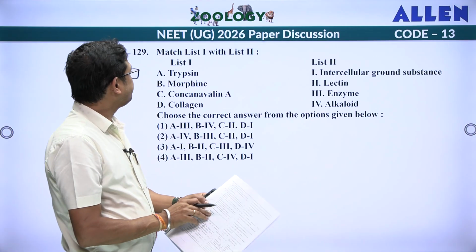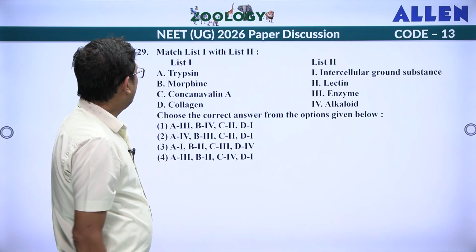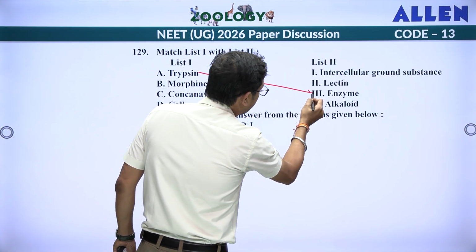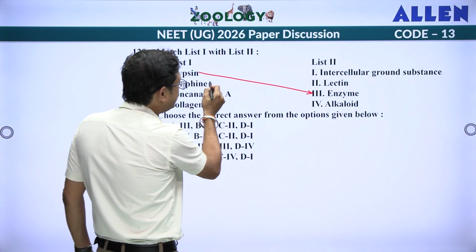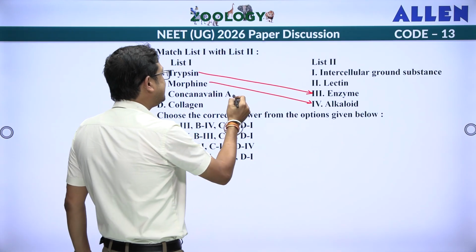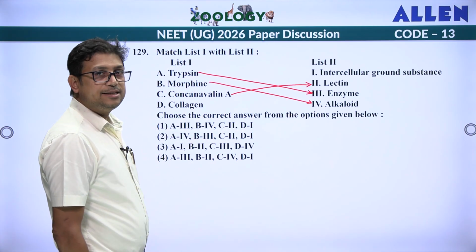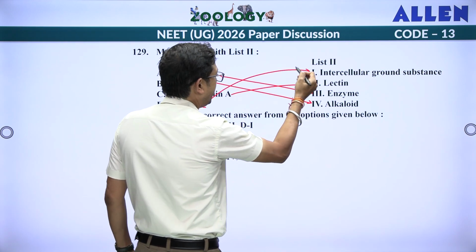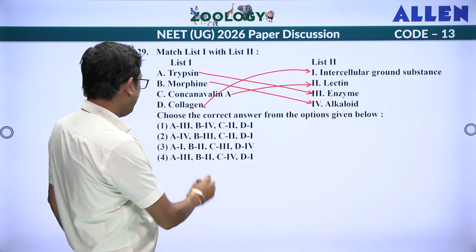Next, match the list. Okay. Trypsin. Trypsin we know it is an enzyme, right, a protein digesting enzyme. Morphine. Morphine is an alkaloid. Concanavalin A, that is a secondary metabolite, a lectin. And collagen, it is present in the intercellular ground substance. Okay. So let us check A3, B4, A3 B4.